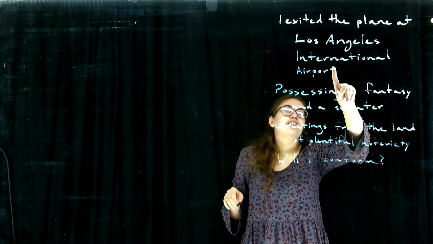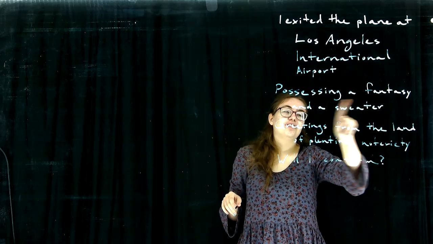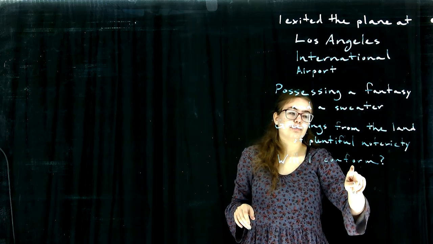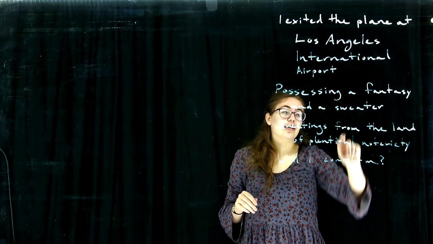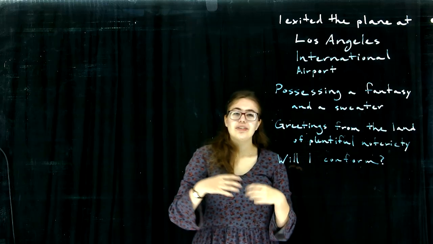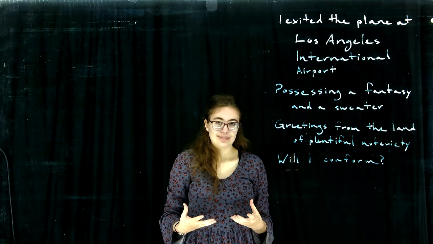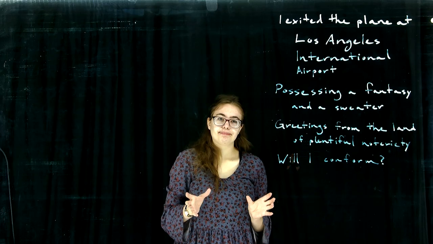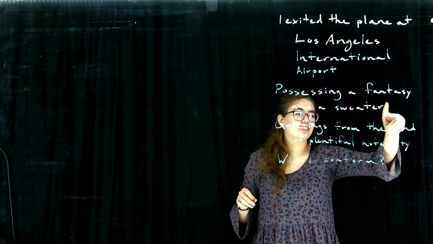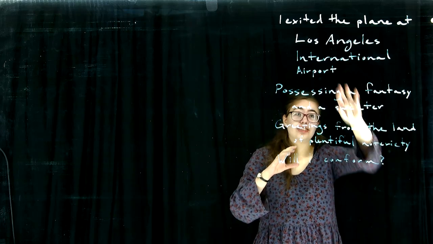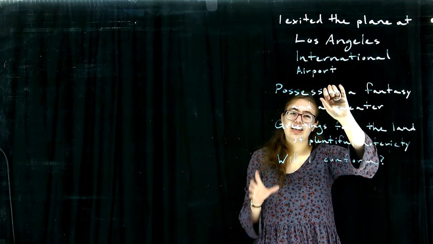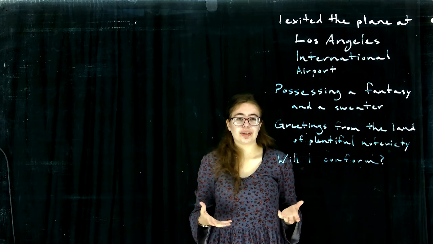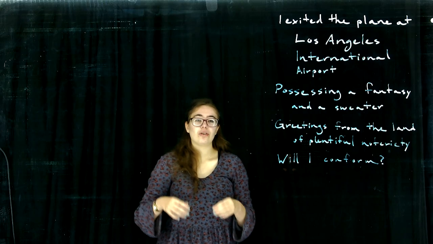I exited the plane at Los Angeles International Airport, possessing a fantasy and a sweater. Greetings from the land of plentiful notoriety. Will I conform? So our end words are airport, sweater, notoriety, and conform. Do any of those words rhyme? No. Do any of them have, like, really similar sounds within them? We end with t, c, t. That's kind of similar to t, but airport also has that R sound. Conform, you have... There just aren't very many similarities within these words. So it doesn't really have any sort of a rhyme scheme or sound pattern.